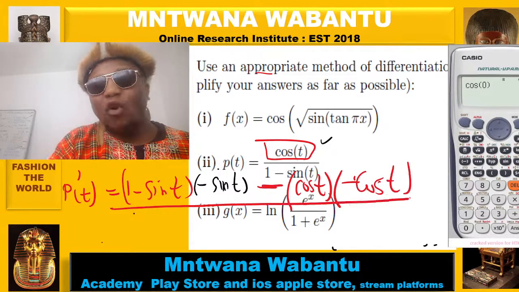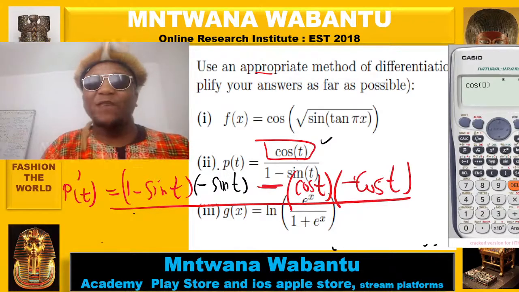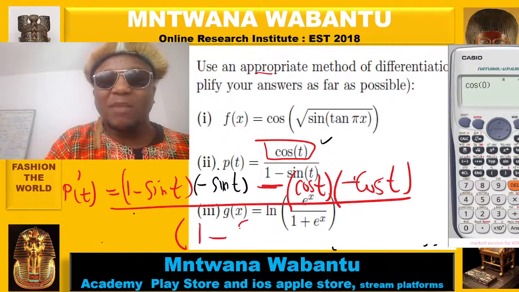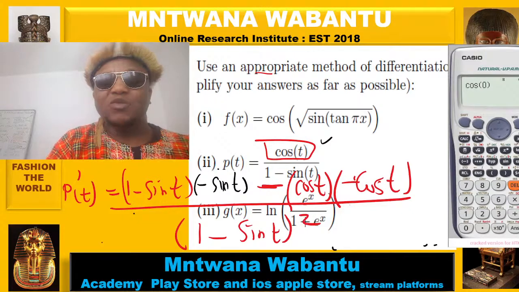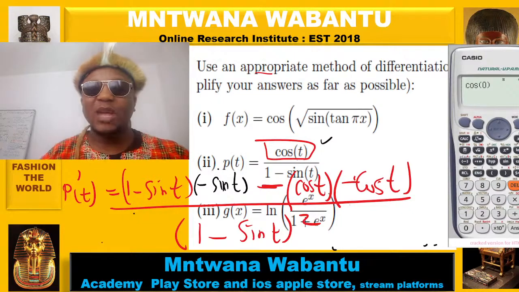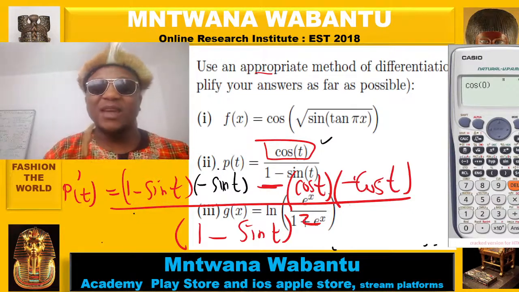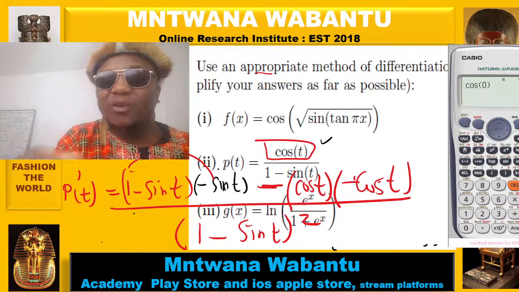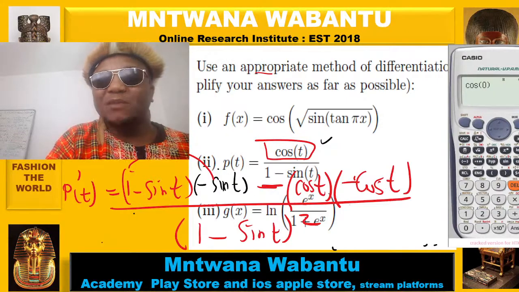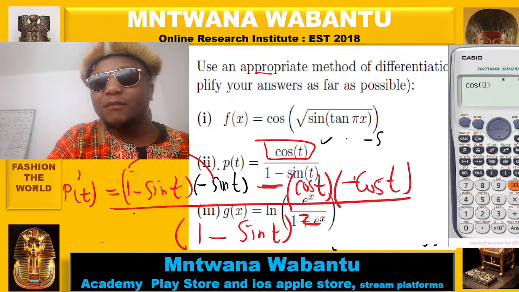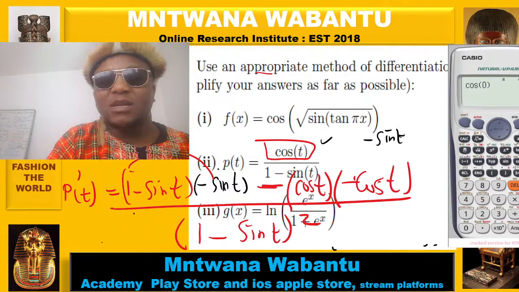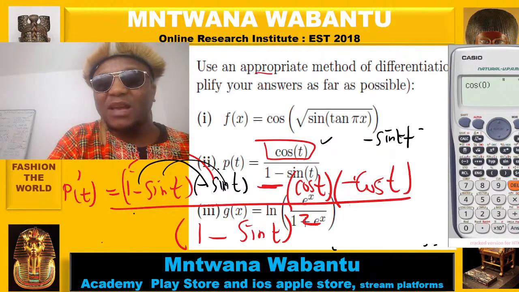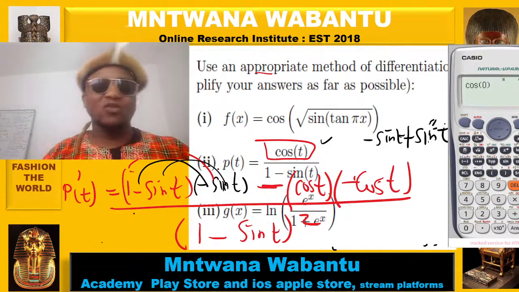Now, according to the rules, we have to put it over the square of the denominator. What is your square denominator? It's 1 minus sine t, and then you square. So the next thing we're going to do is simplify. Look, 1 times negative sine t is negative sine t. Negative times negative, positive, sine times sine is positive sine square t.